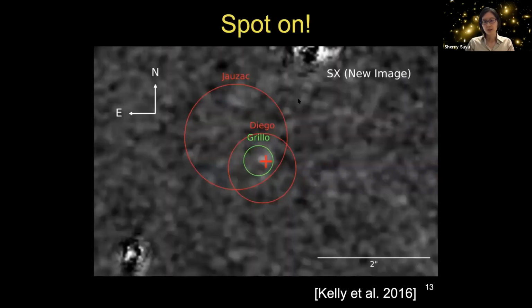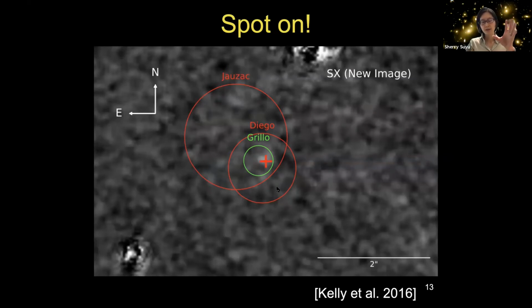Now, we didn't just predict the brightness and the time delay, we could also predict the location. And you can see here the different circles are the predicted locations from the different modeling teams. So Claudio's team is marked here in green by Grillo, and the size of the circle was the estimated 1 sigma uncertainty from the model predictions.